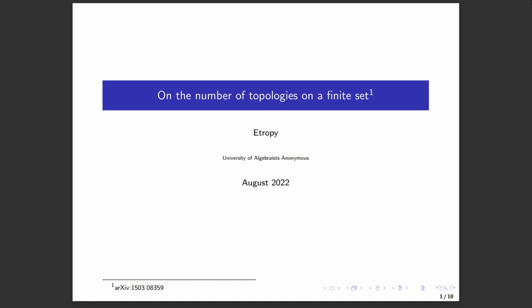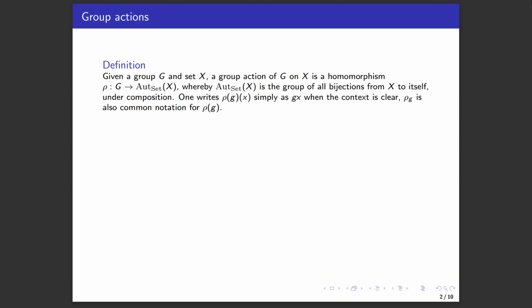So we'll be looking at some finite set of some cardinality and trying to determine facts about the number of topologies on it. In this specific paper, which is by Kismas, and it's on arXiv 1503.08359, a new technique is developed to find properties using group actions. So first, let's review some stuff about group actions.